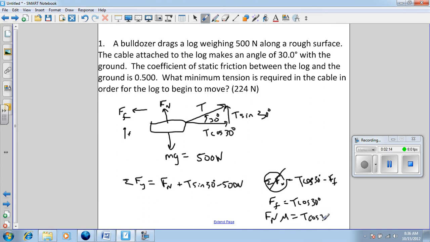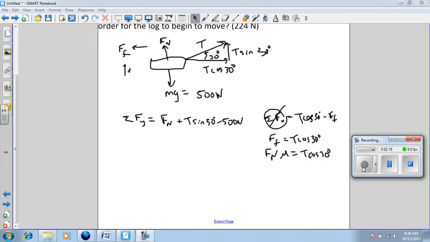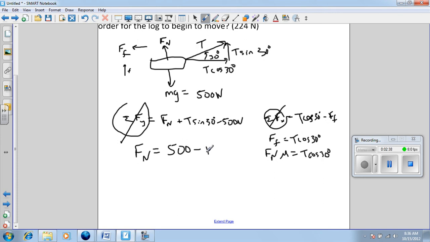So we know Fn mu equals T cosine 30. And in the problem they want to know how big that tension needs to be, how hard we need to be pulling it, right? So we know that in the y direction that also has a net force of 0. So we could solve this for Fn. If we solve that equation for Fn, it's going to equal 500 minus T sine 30. Why is the y net force 0? Because it's not accelerating vertically, right?